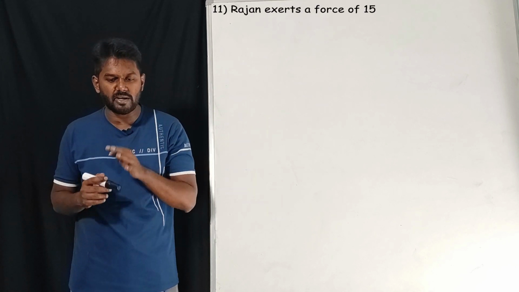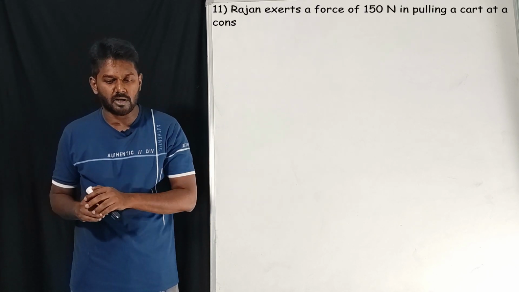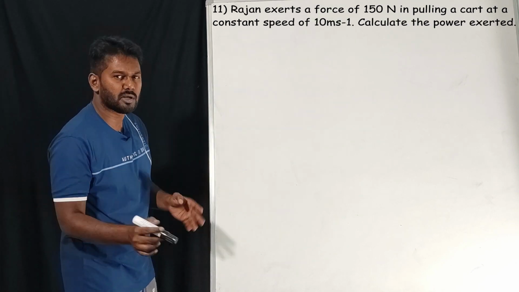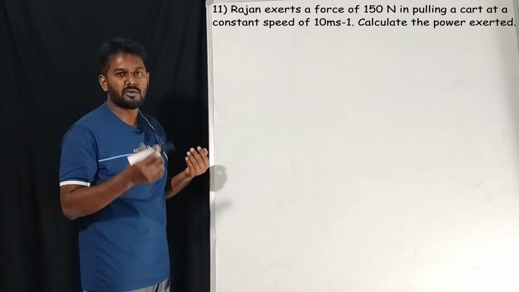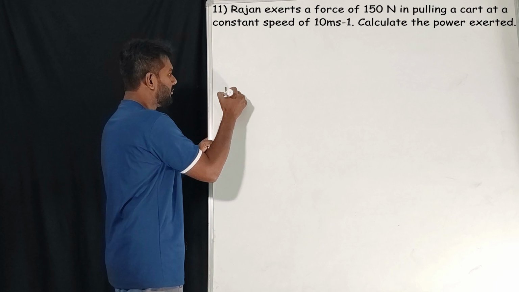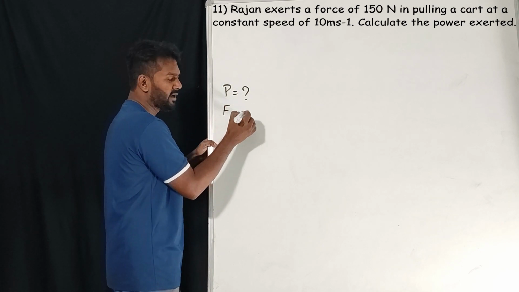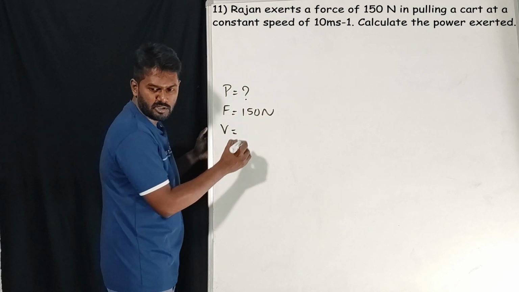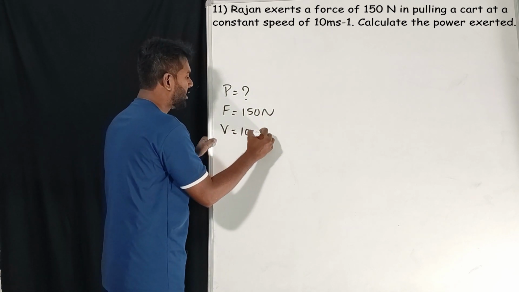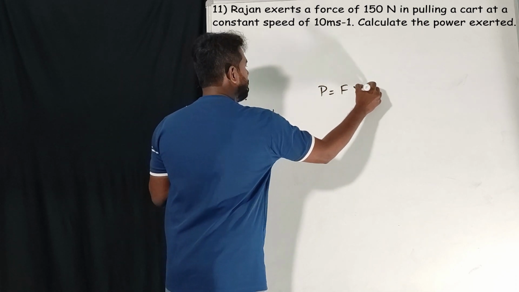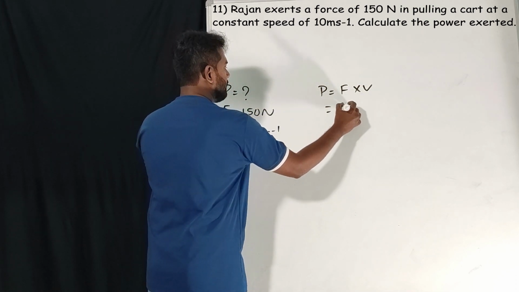Question number 11. Rajan exerts a force of 150 Newton in pulling a cart at a constant speed of 10 meter per second. Calculate the power exerted. Very simple question. Two questions we have solved previously. If you know that, then this is a very simple question. They are asking for power. We need to calculate power. What are the given data? Force 150 Newton, then velocity or speed as 10 meter per second. So power is equal to F into V. F is nothing but 150.